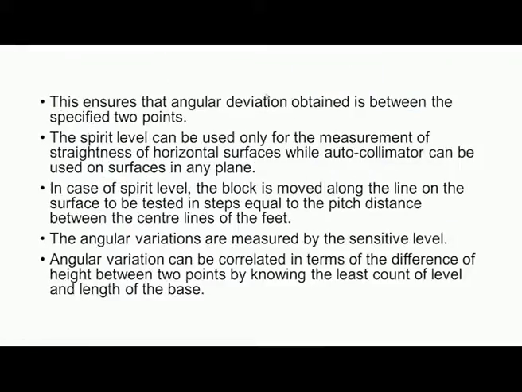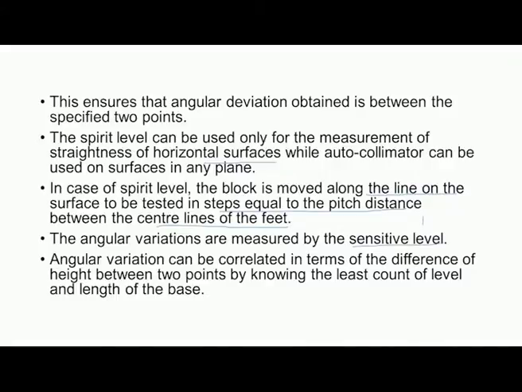Now, the spirit level can be used only for the measurement of straightness along horizontal surfaces, whereas auto collimators can be used to check the straightness on vertical and inclined surfaces also. In case of spirit level, the block is moved along the line on the surface to be tested in steps equal to the pitch distance between the center lines of the feet. The angular variations are measured by the sensitive level.